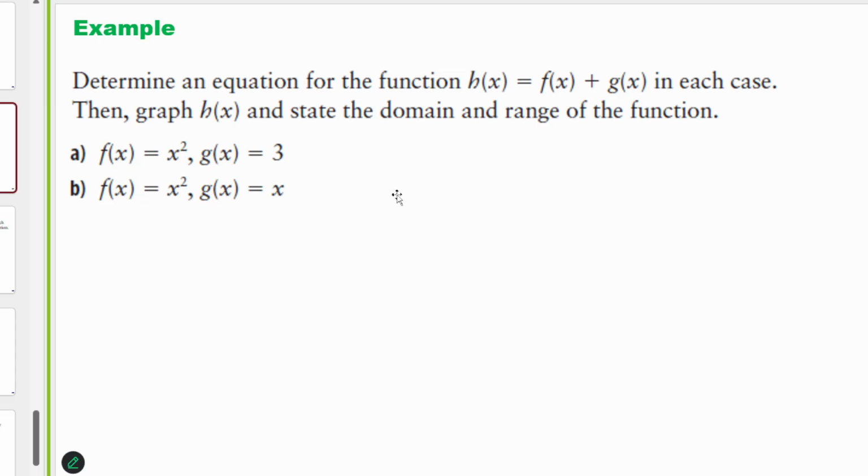Very simple concept. Can you determine an equation for the function h(x), which is obtained by adding f(x) and g(x) in each case? Then graph h(x) and state the domain and range of each function. Okay, I'll give you 2 minutes to have a look at this example, and after that we'll have a look at the solution together. Okay?